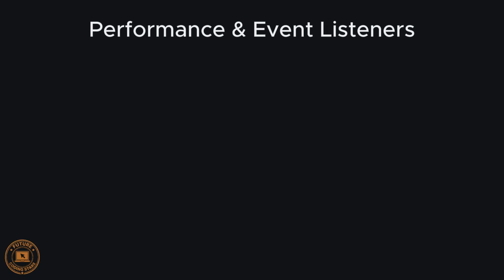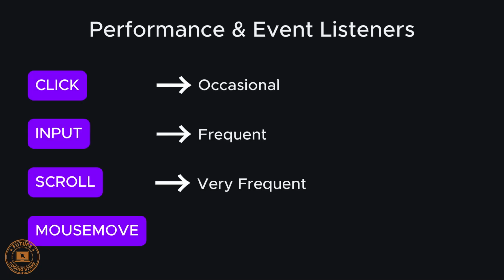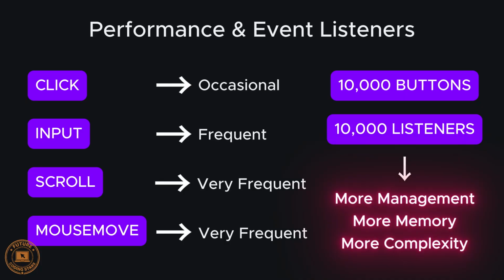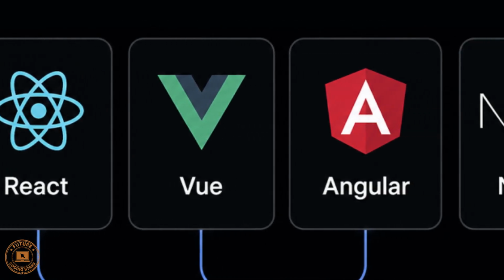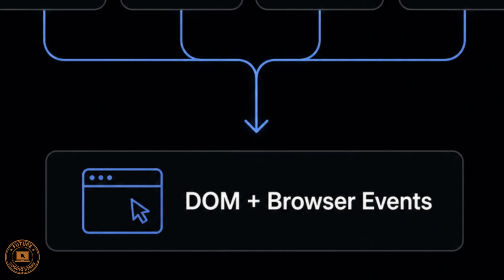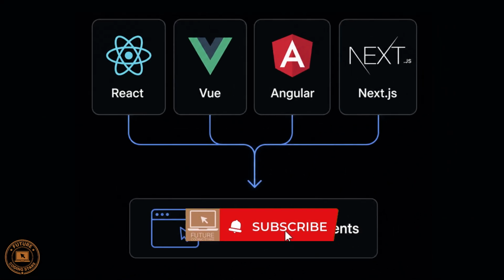Events can also become expensive when they happen frequently. Typing, scrolling, and pointer movement can trigger handlers many times. Large applications need smarter event architecture. This is where event delegation becomes important. Frameworks add structure and abstractions, but underneath, the browser still runs on the same DOM and event systems we've learned. Understanding vanilla JavaScript makes framework debugging much easier because you understand what's happening underneath.